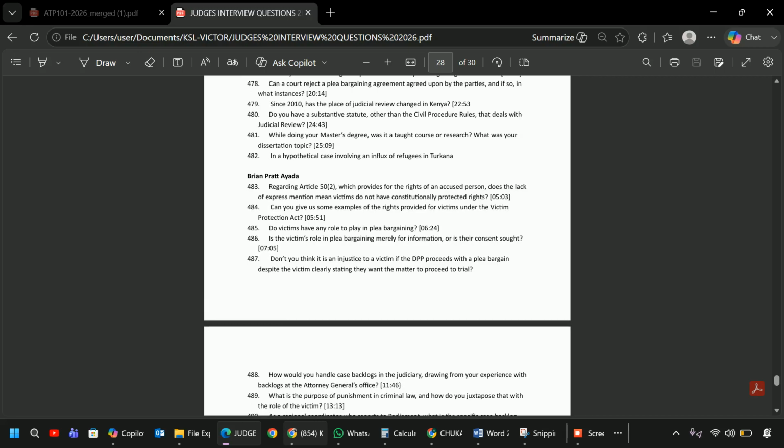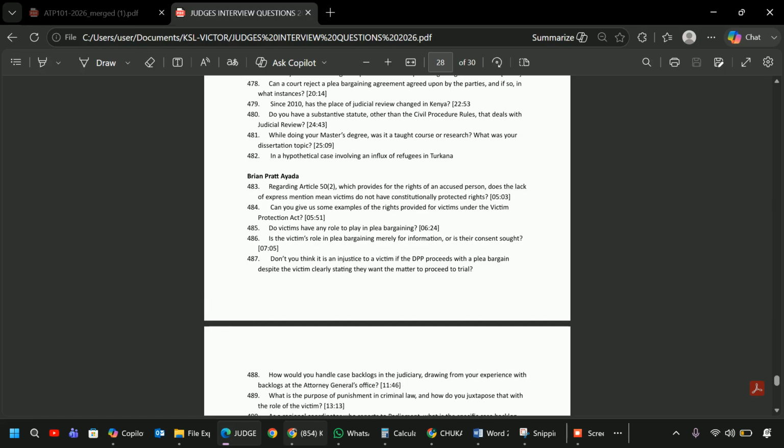So for example, we have the right to be treated with dignity and respect and to have their privacy protected. This is pursuant to Section 4 of the Victim Protection Act. Okay, right to be treated with dignity and respect. Then you have the right to be informed of key steps and decisions in the case, where we have bail, plea bargain, withdrawal, sentencing, and release, and to receive information in a language they understand. Then they have the right to participate in proceedings, to have their views considered where decisions affect them, including discontinuance, withdrawal, and plea bargaining and sentencing.